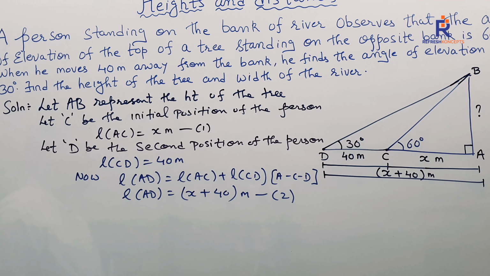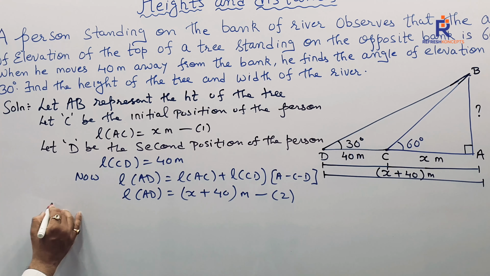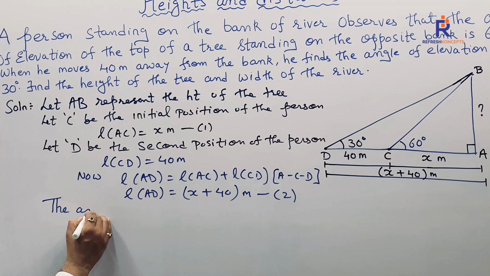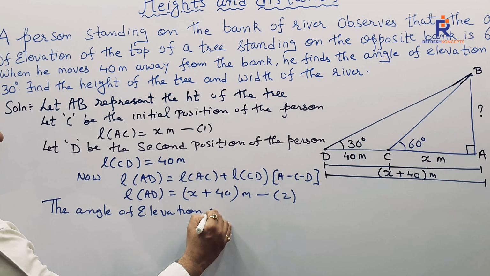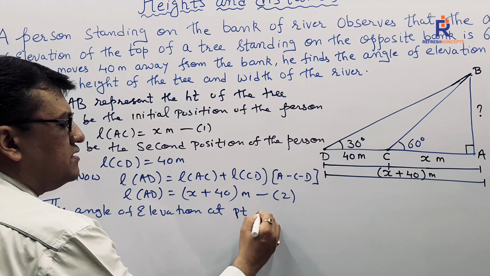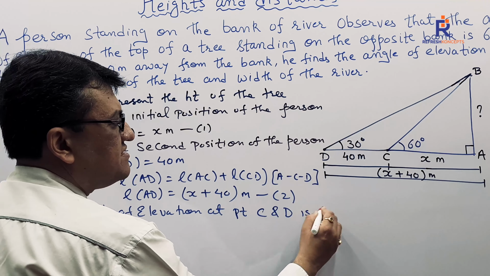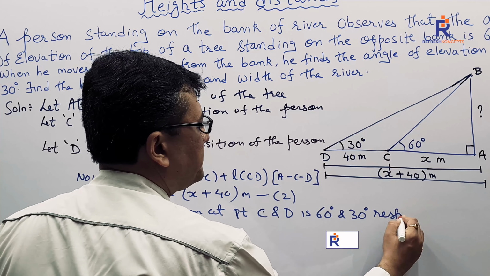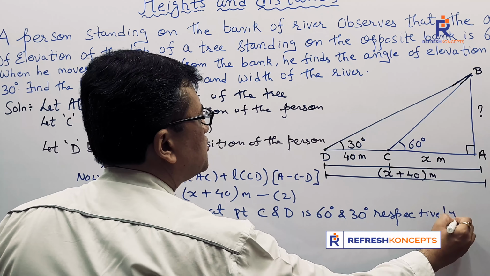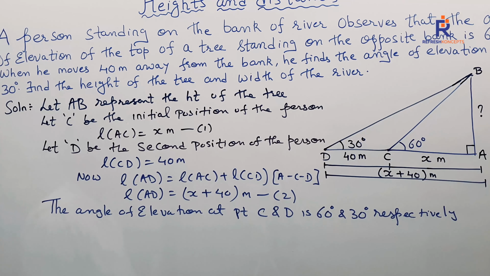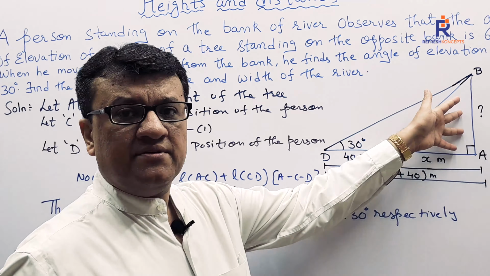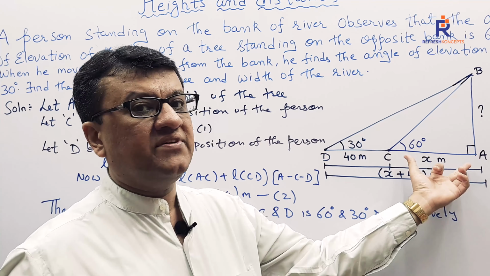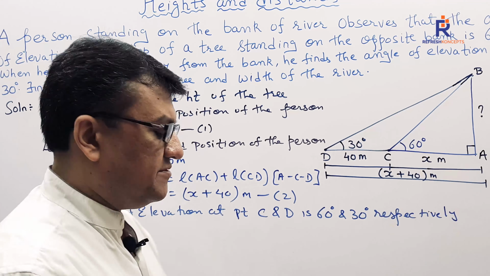Now, there are two angles of elevation. If you want, you can write it in a very brief way: the angles of elevation at points C and D are 60 degrees and 30 degrees respectively. I think we are done. Once again, as a reminder, we are supposed to find the height of the tree AB, and the width of the river, which is nothing but x meter.